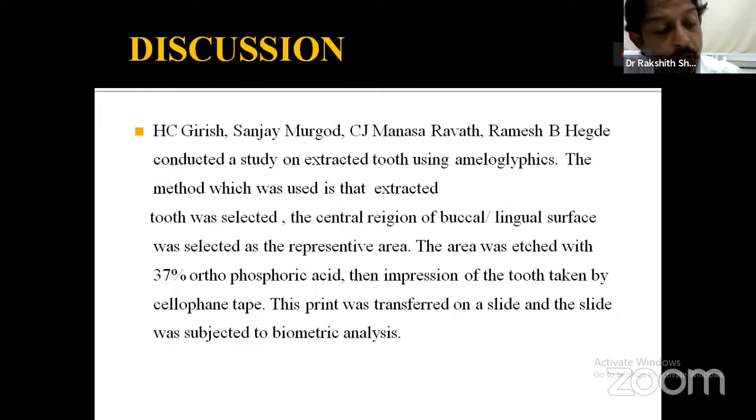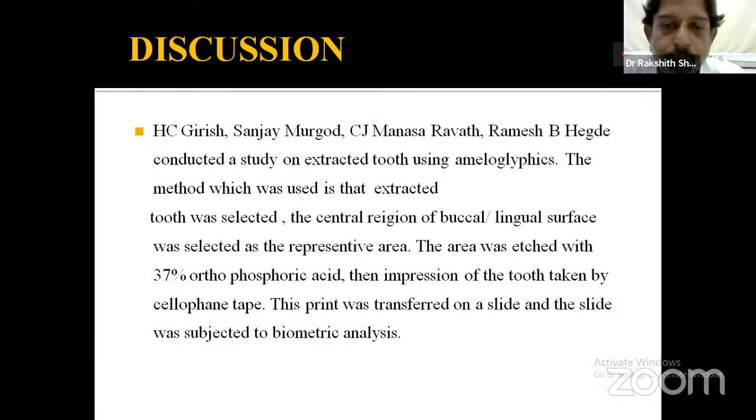What are the different methodologies which were used in different studies? Maximum studies of enameloglyphics were all done with the tooth extracted. Certain studies selected the central region of the tooth surface, the buccal and lingual surface. Then 37% orthophosphoric acid was put to demineralize the enamel. Then the impression of the tooth was taken by a cellophane tape. This print was transferred onto a slide, and the slide was subjected to biometric analysis.